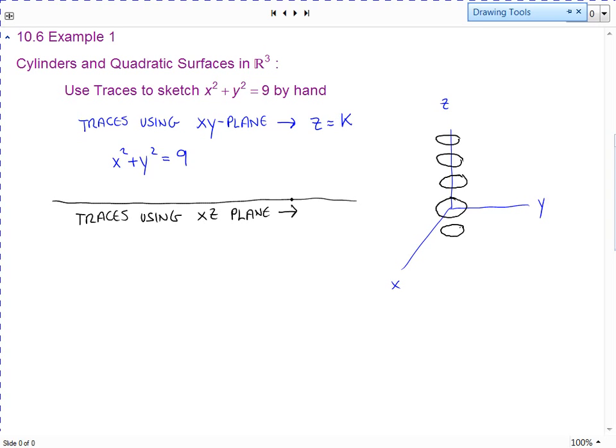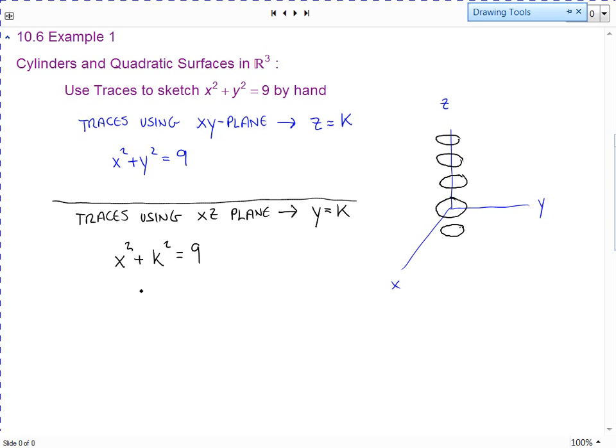If I'm going to use the XZ plane, what variable is held constant? The Y, right? So my Y is equal to some constant K. This is where you're going to see something somewhat interesting happen. Go to your equation now, the original problem, and replace Y, which was a variable, with K, which is a constant. And you get x squared plus K squared equals 9. That's no longer a circle, is it?